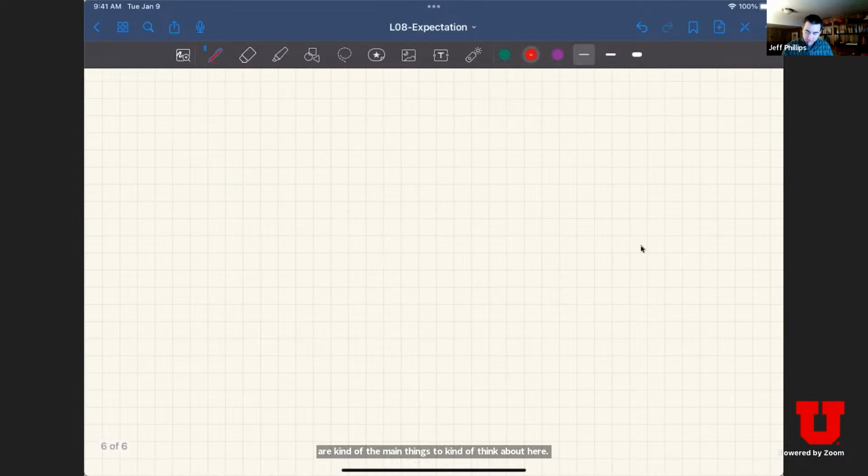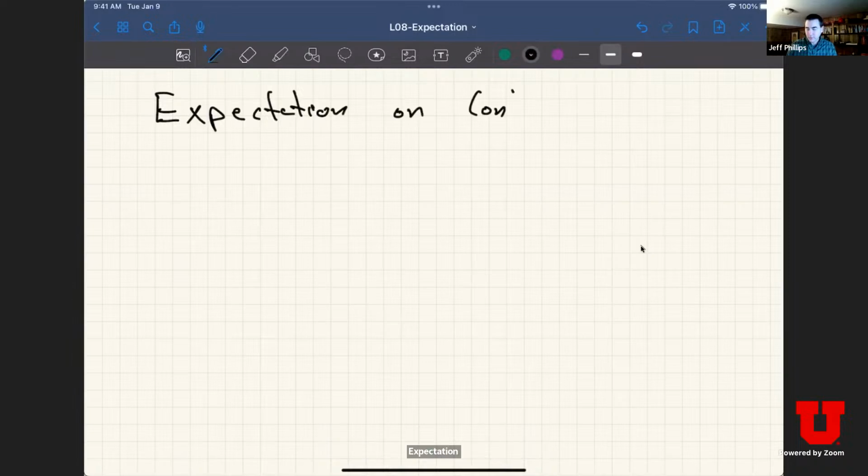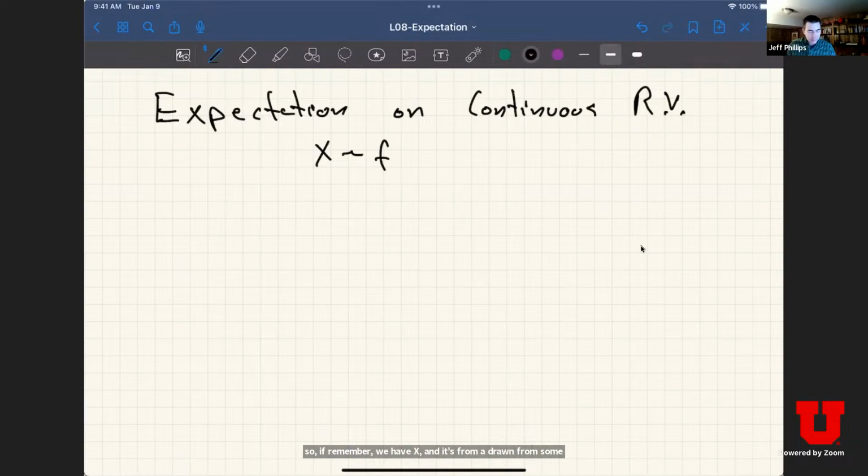Let me jump to continuous random variables. It's slightly different, but it's just going to be a generalization. Expectation on continuous random variables. Remember, we have x, and it's drawn from some probability density function f. And so then we can define the expectation as equal to, now we can't take a sum because it's not a discrete set, but x could take on some real value, right? So x takes on values in the reals from negative infinity to infinity.